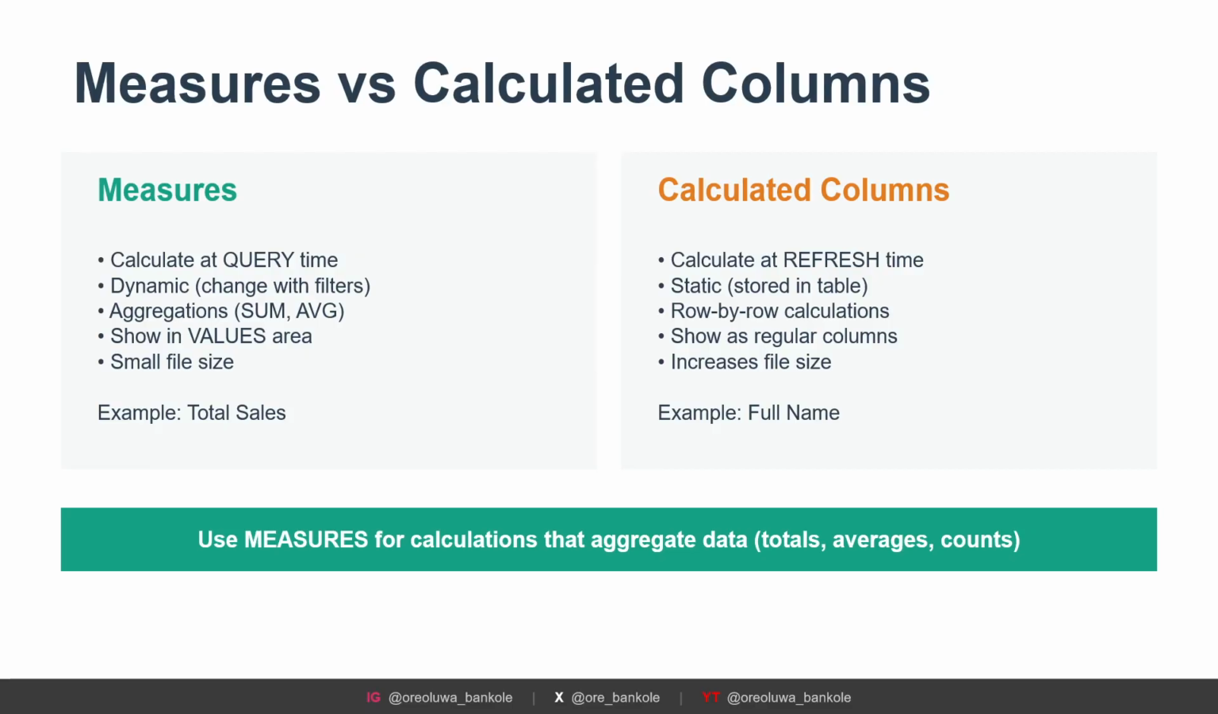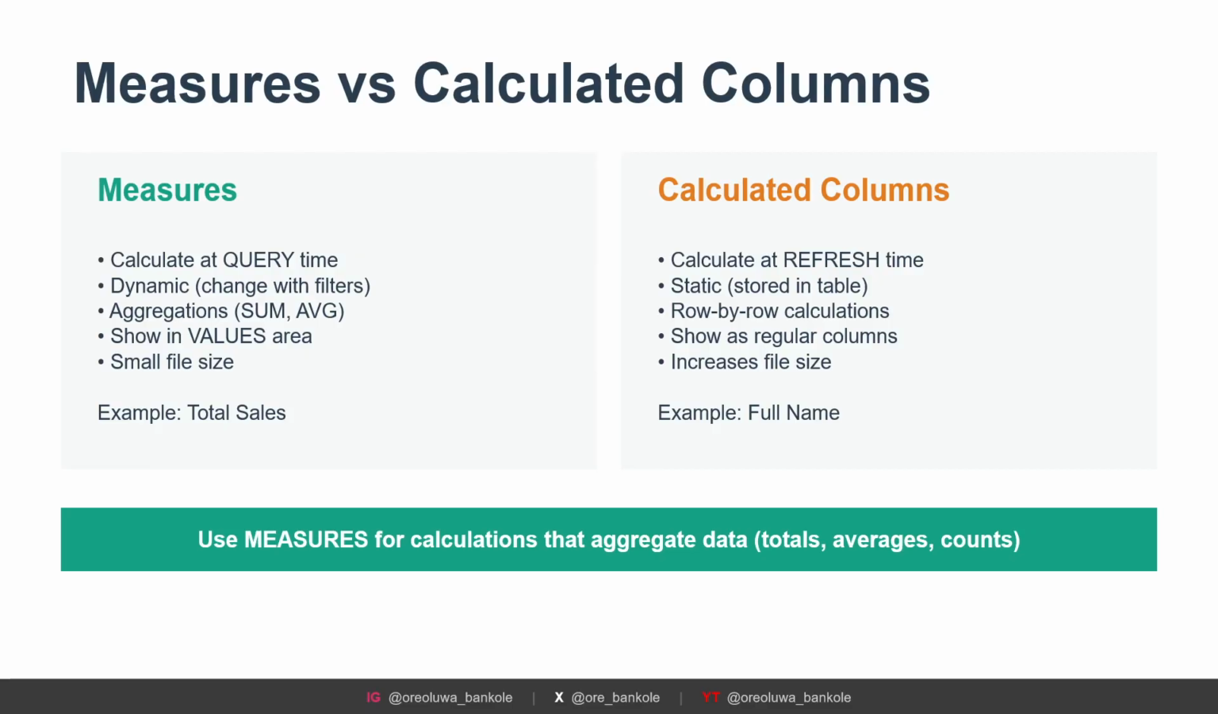But a measure is dynamic. If you press any filter, the result in that filter will change the measure. A measure is also an aggregation, and it is usually not stored much. It doesn't take a lot of space in your data model. So that is what measures and calculated columns are all about.